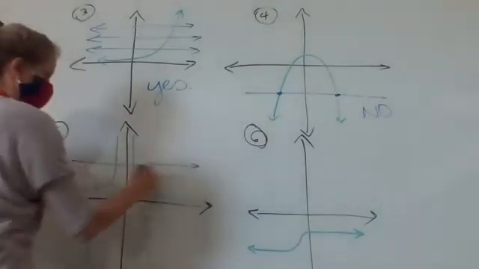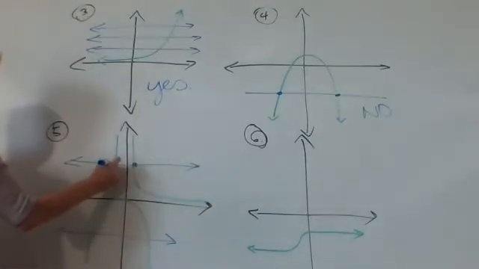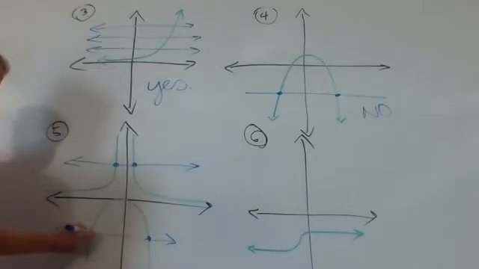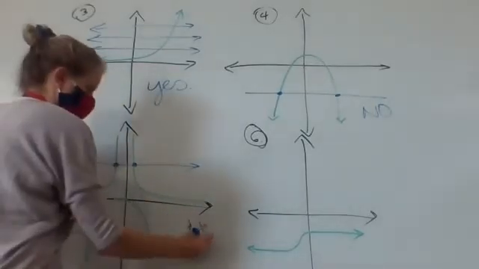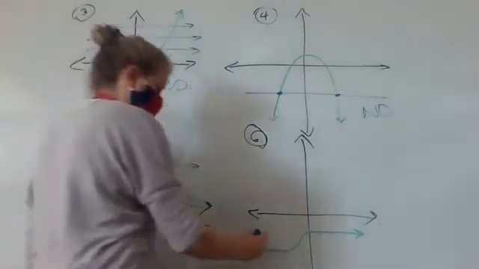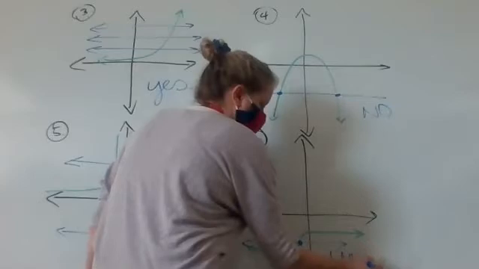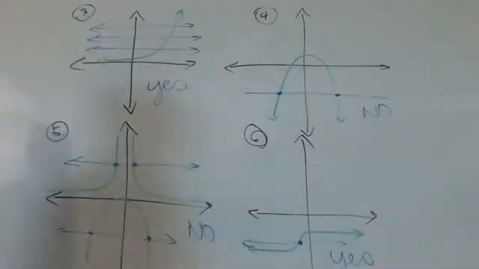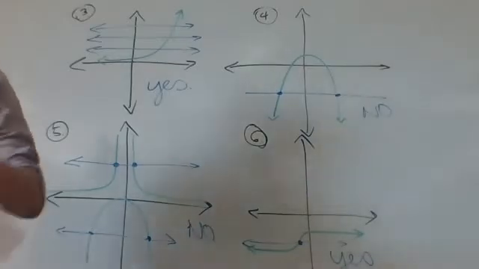Same with this one. You draw it here or here. Either way, anywhere you draw it, your horizontal line is touching that graph more than 1 time. So that makes it not 1 to 1. And the last one like this. Again, if you draw a horizontal line, it only touches it 1 time on number 6, right? Won't touch it more than once.